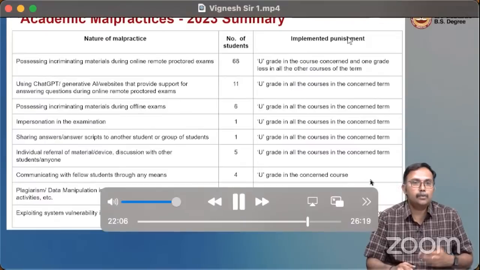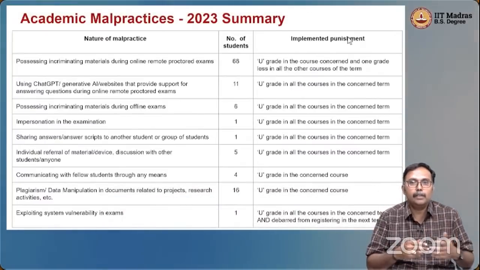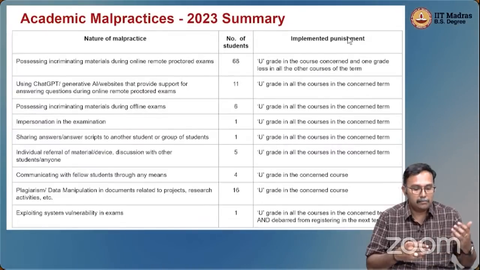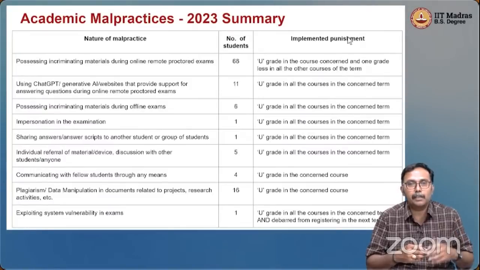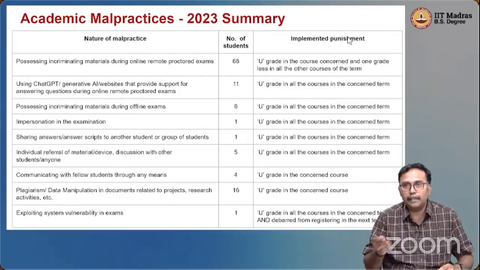Communication with other students through any means. It could be just WhatsApp or some other communication mechanism during an exam. This is communicating with fellow students during an exam. It is considered to be an academic malpractice, and if you do that, you get a U grade in the concerned course.